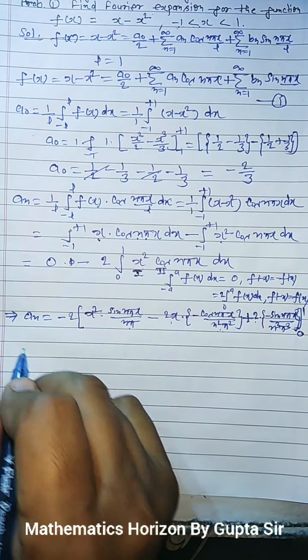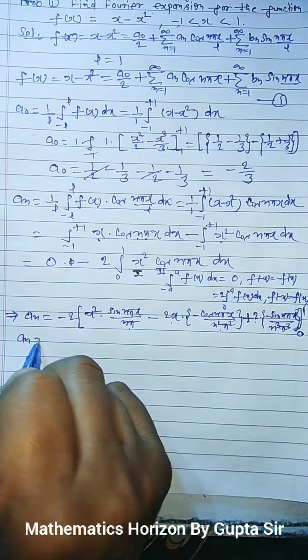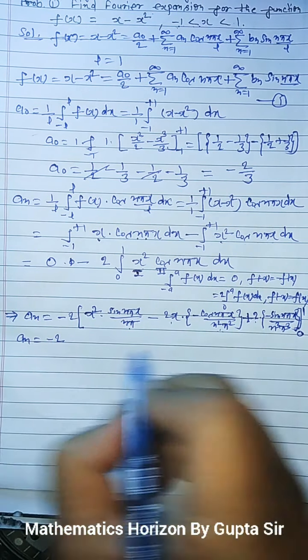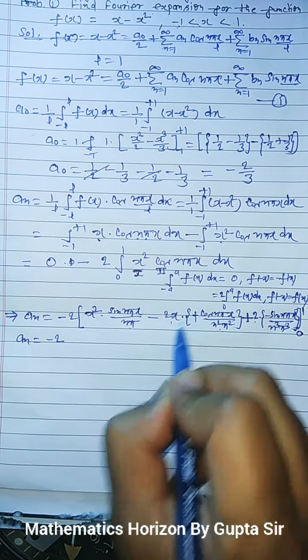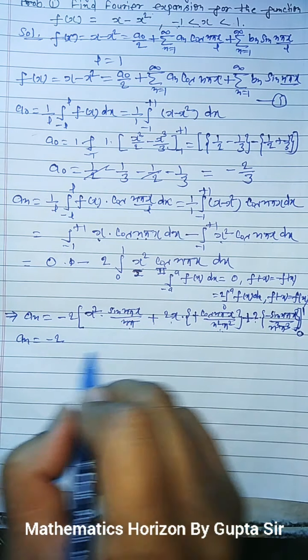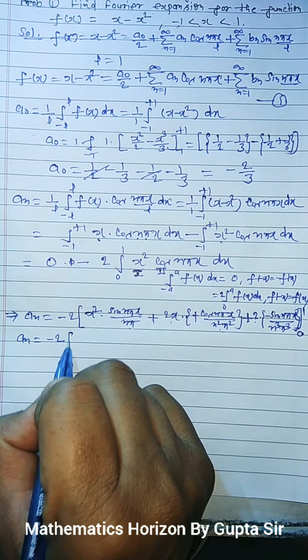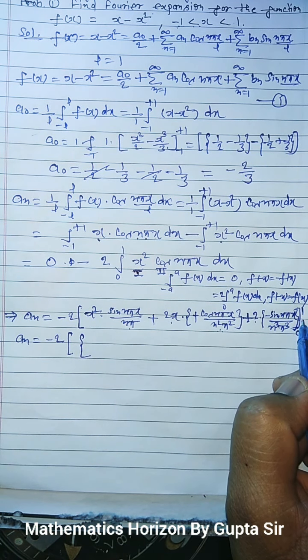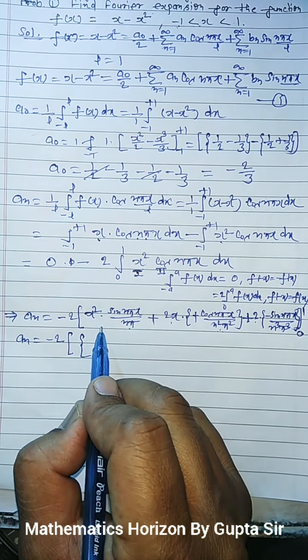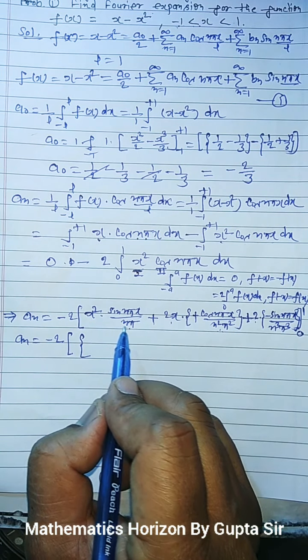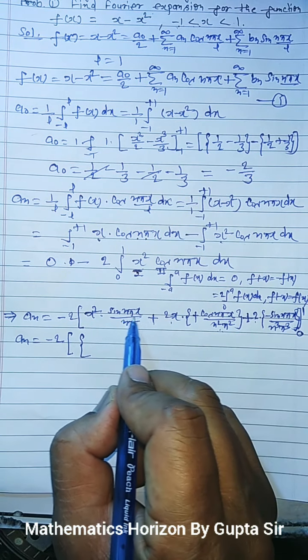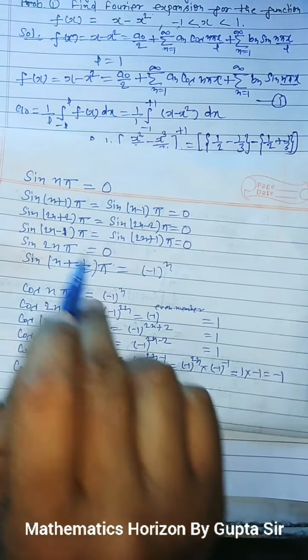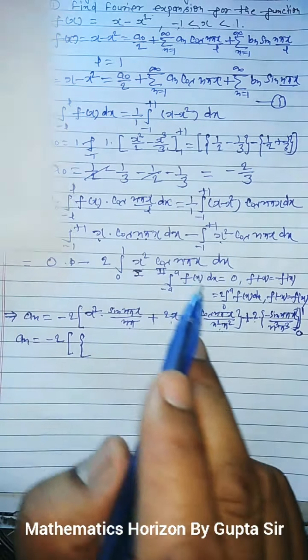Now we apply this limit, n equal to minus 2. Now we simplify these two signs, these two cancel out. Now first we apply the upper limit. Upper limit is x equal to pi. When x equal to pi, we have sin n pi, and we know that sin n pi is equal to 0.